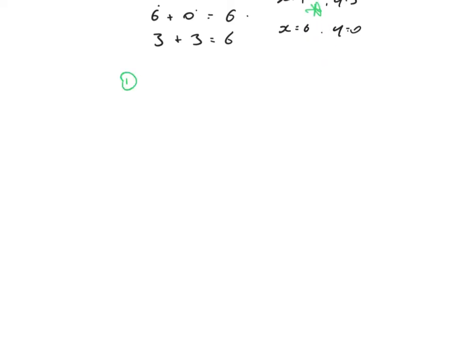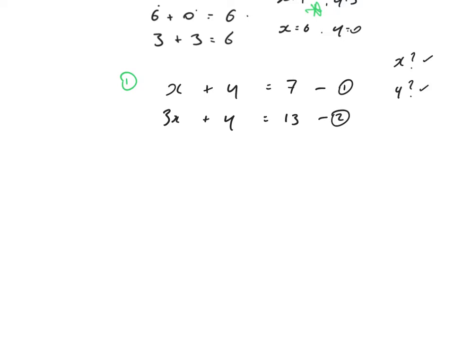Okay, so let's say there's an example 1, and I had x plus y is equal to 7. And let's say we had 3x plus y is equal to 13. So let's say that I called that equation 1 and I called that equation 2. Now, using the information that I've got, I want to find out what x is and I want to find out what y is. Since we've got two unknowns, x and y, and we've got two equations, then we can do that.